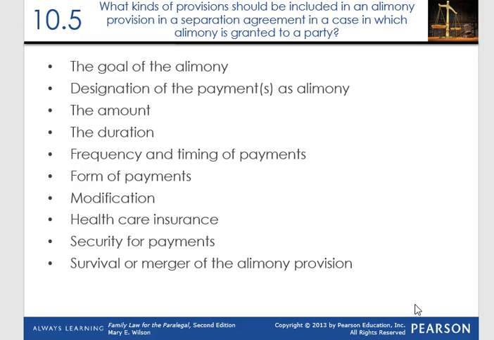Designation of the payments as alimony: it needs to be specified that it is payable as and for spousal support. The amount, the duration, the frequency and timing of payments. So is it paid once a month, twice a month?